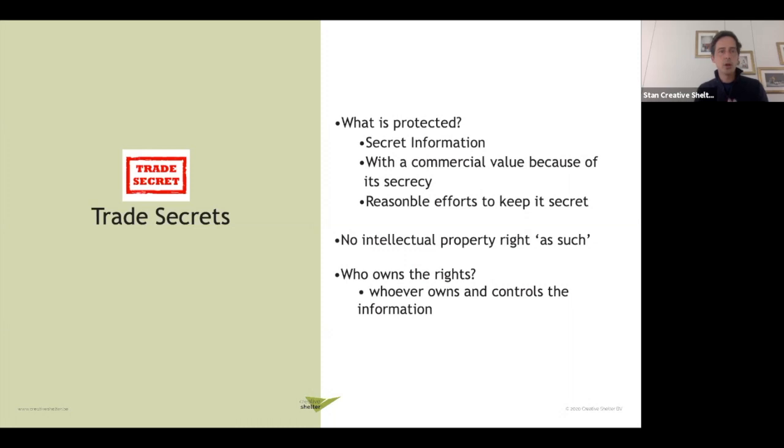But it's also a very fair tactic to think about: will we disclose our knowledge and get an exclusive right for 20 years under the form of an invention, of a patent, or will we keep it as a secret? Of course, once the secret is out, everybody can use it, and there's no way of stopping it then. And so who owns these trade secrets? It's whoever owns and controls the information which is part of the secret.